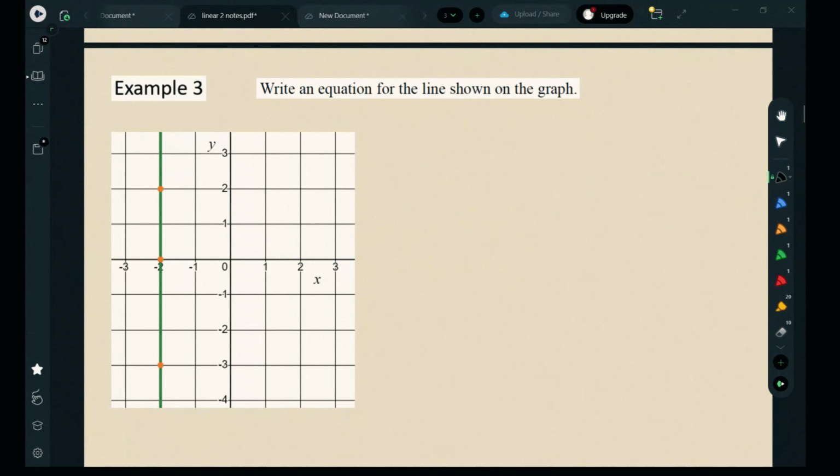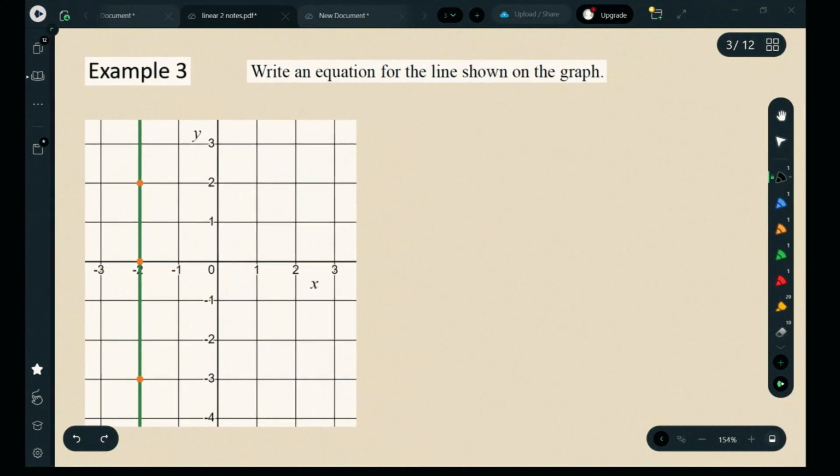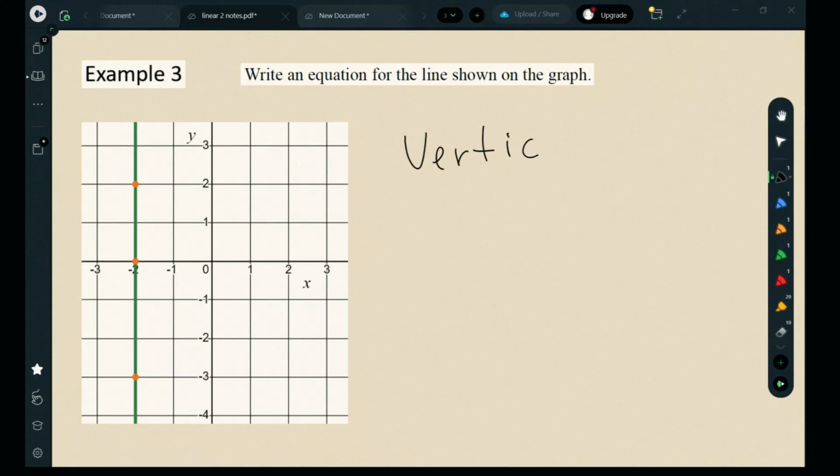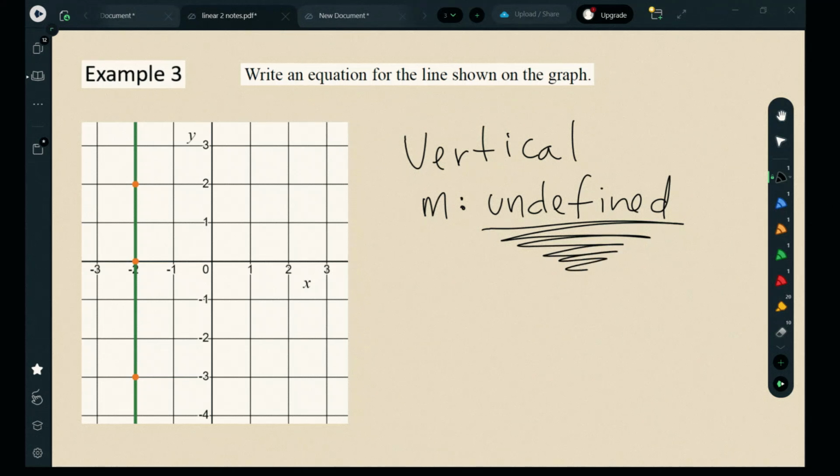Example 3. Write an equation, and here we can see that this line is one of our special cases, right? This is a vertical line. It's going straight up and down. Okay, vertical line. And since this is one of the special cases for the slope, if you remember, the slope is actually undefined. So undefined means I can't give it a number. I can't assign it, and I can't look at this graph and say, oh, the slope is a 10. The slope is a negative 1/2. There is no number that describes this slope.